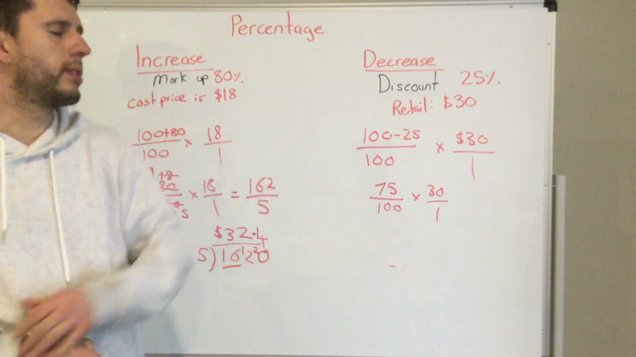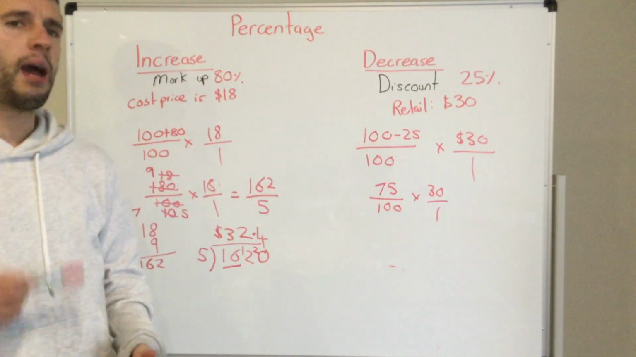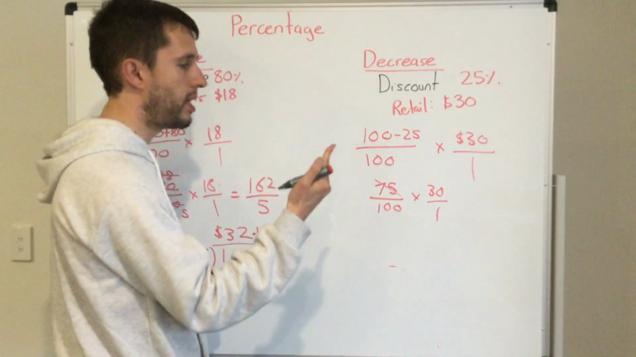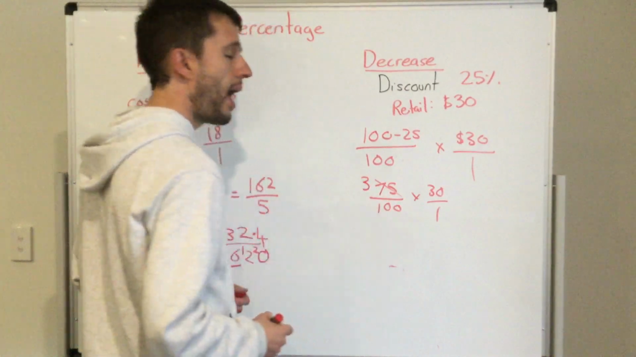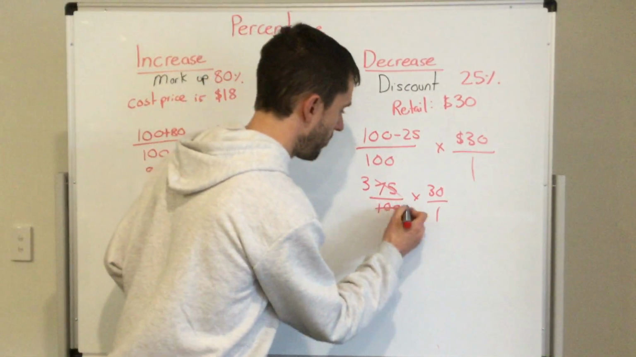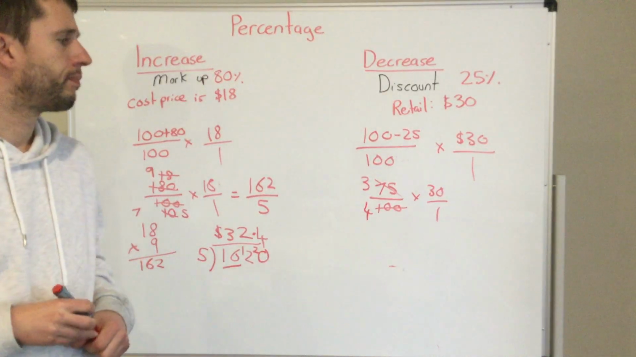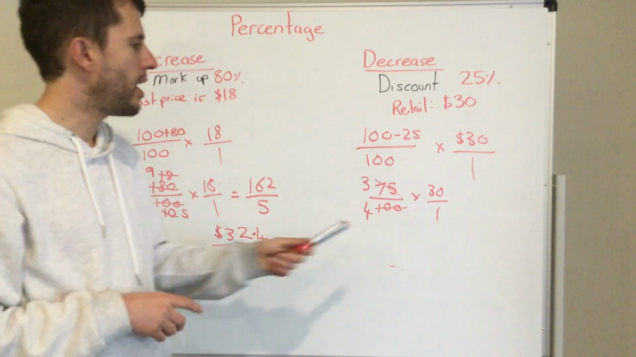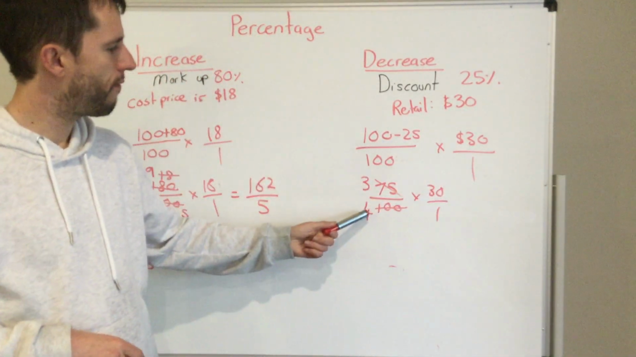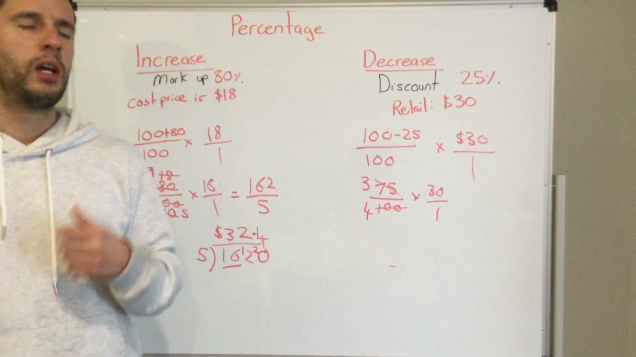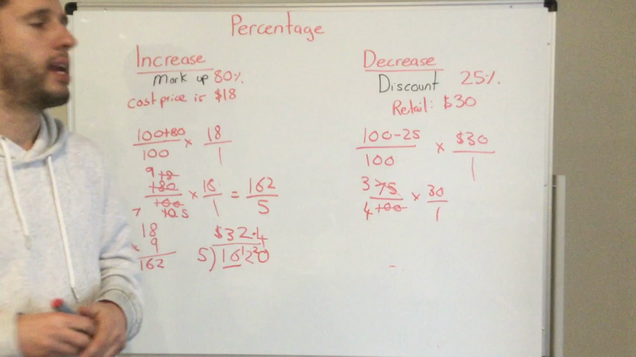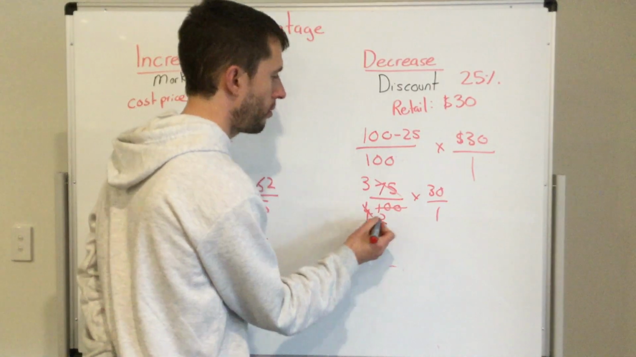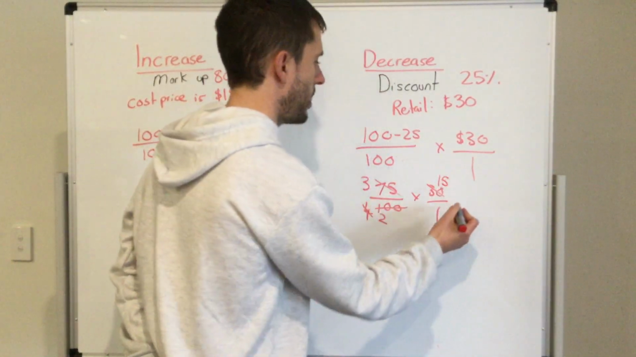Now I can simplify this. I can think about how many 25s in 75. 25, 50, 75, 3. How many 25s in 100? 4. 25, 50, 75, 100. Now I'm looking over here, dividing by 4, timesing by 30. They're both even numbers, so I know that I can divide both of those by 2. 4 divided by 2 equals 2. 30 divided by 2 equals 15.